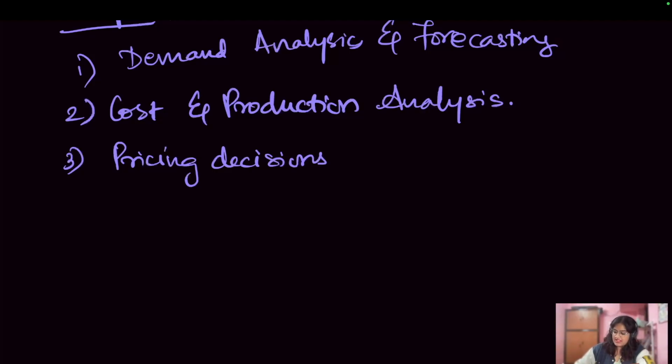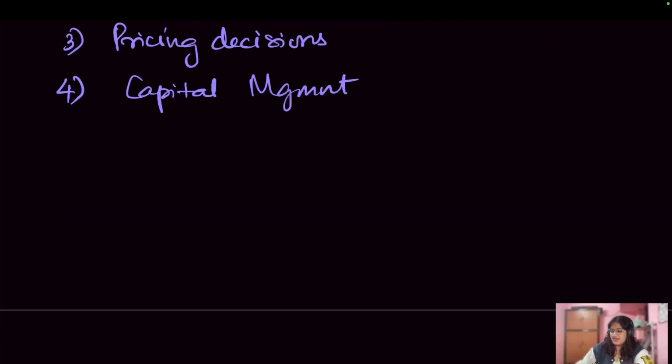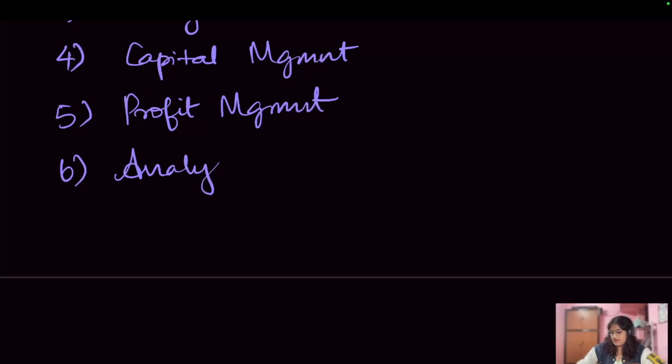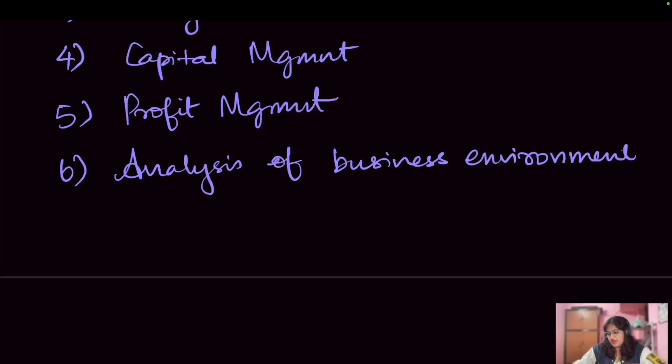The next one is capital management. That is deciding where to invest the big money. So you have made your profit, now where will you invest that money, right? So the big investments that you will make, that is capital management. Next is profit management. Then you have analysis of the business environment. So you have to understand what your competitors are doing, what is happening in your industry. Accordingly, you have to make changes in your production or in your goals and your processes, right?